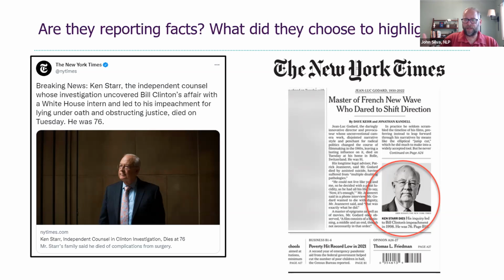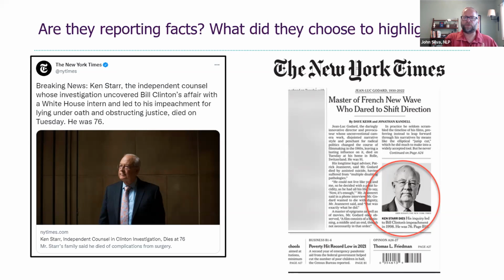But also, how do they highlight this person and their life and their accomplishments, and how much coverage do they get, right? So this is from the New York Times. When they reported it, they put out this breaking news tweet that Ken Starr had died. And they obviously highlight that he was the independent counsel whose investigation eventually led to President Clinton's impeachment. It says he died on Tuesday, he was 76. But in the newspaper, all that they give, in the very lower right-hand corner of the front page, is just his picture and a caption, and then a link saying the story is in section B.